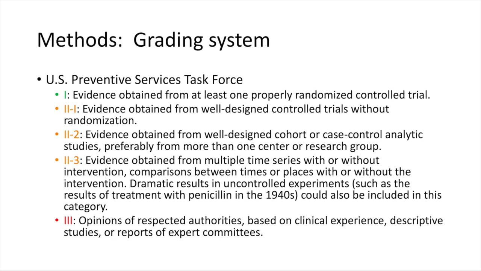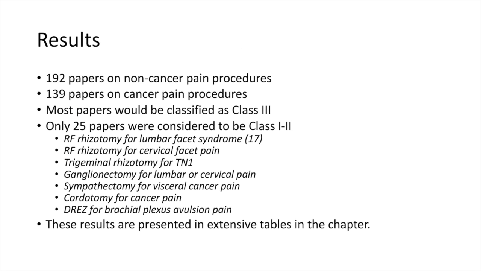Grade 3, opinions of respected authorities based on clinical experience, descriptive studies, or reports of expert committees. In total, 192 papers on non-cancer pain and 139 papers on cancer pain were reviewed. Few articles were included in both non-cancer and cancer pain reviews. The large majority of studies constituted Class 3 evidence. Only 25 Class 1 or Class 2 studies were found.